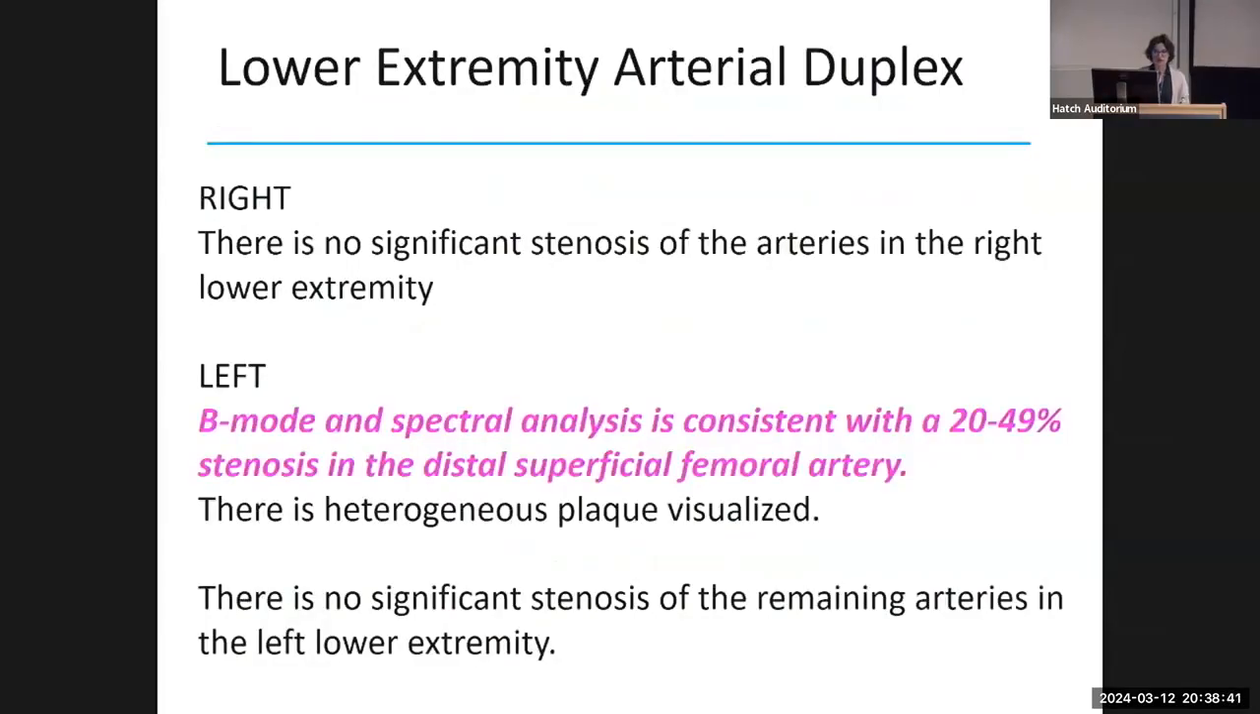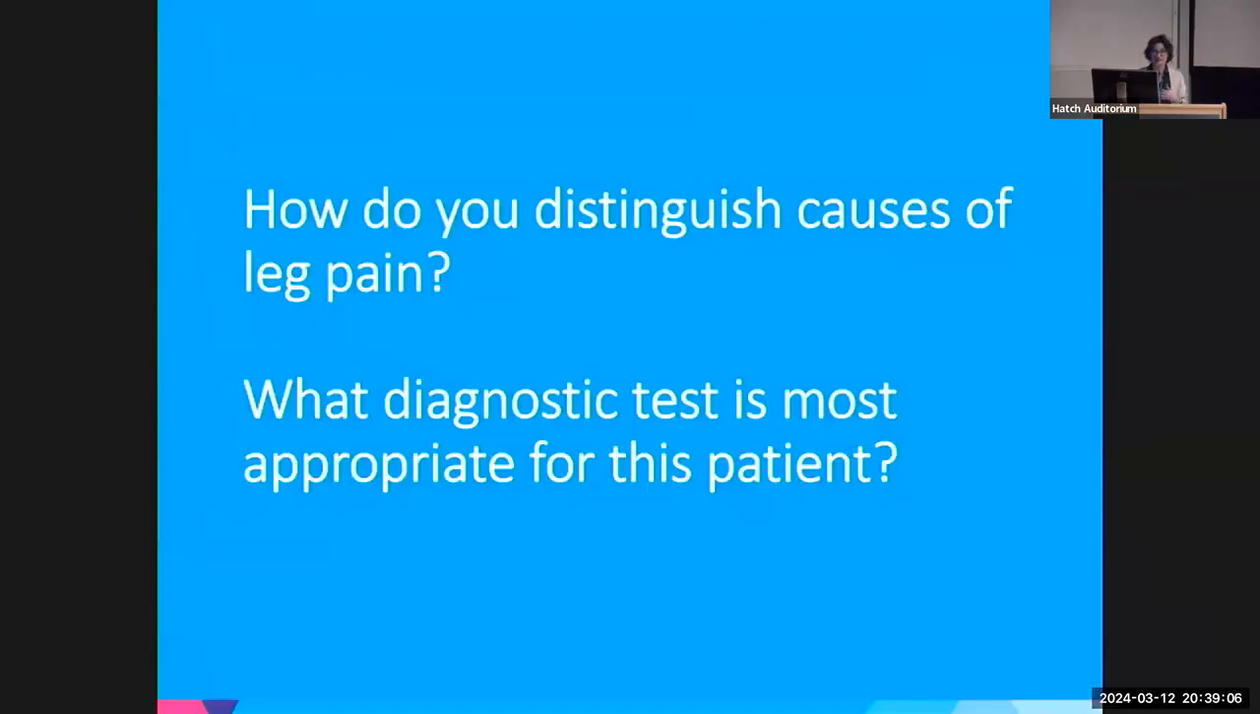So her primary care provider got a lower extremity arterial duplex, and as you can see on the right, there was no significant stenosis noted, and on the left, she had a 20 to 49% stenosis in the distal SFA with some plaque visualized, but really no other major obstruction to flow. So the question is, does this explain our patient's leg pain? And how do you distinguish causes of leg pain for your patient? What diagnostic test is going to be most appropriate to help you identify whether or not PAD, for example, is the cause of the patient's leg pain?